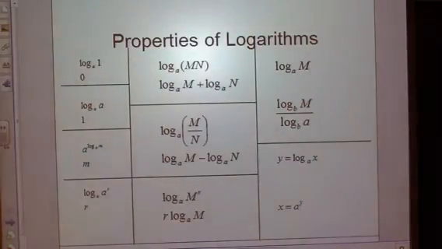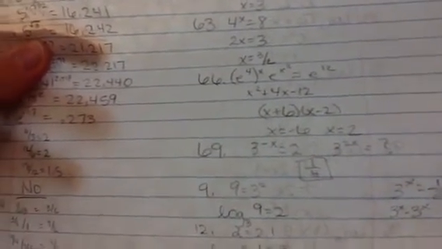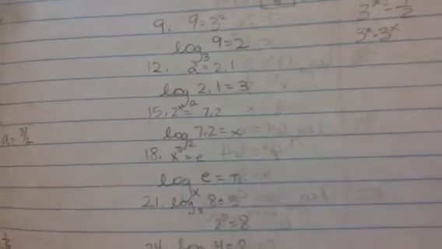60 is X equals 3. 63 is 3/2. 66 is -6 and 2. 69 is a fourth. That one's a little weird. 90 you should rewrite as log base 3 of 9 equals 2. 12 is log base A of 2.1 equals 3. 15 is log base 2 of 7.2 equals X. 18 is log base X of E equals pi.